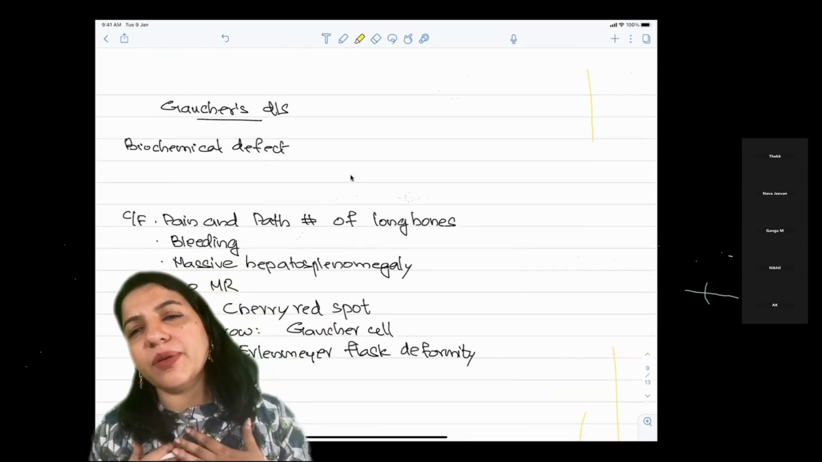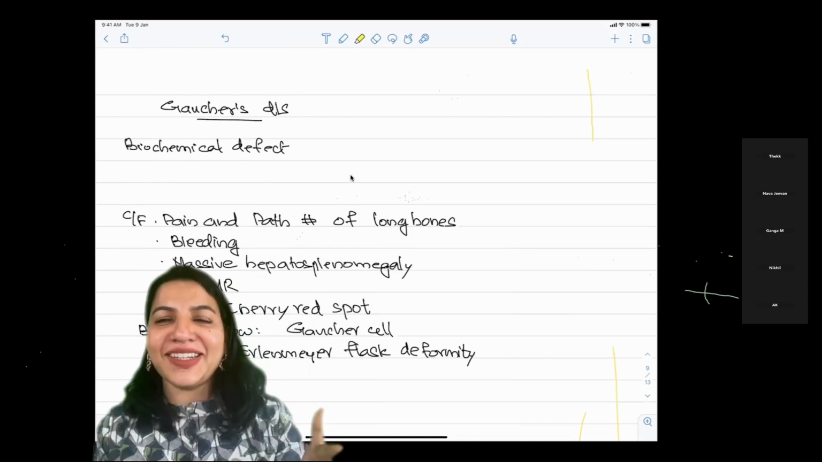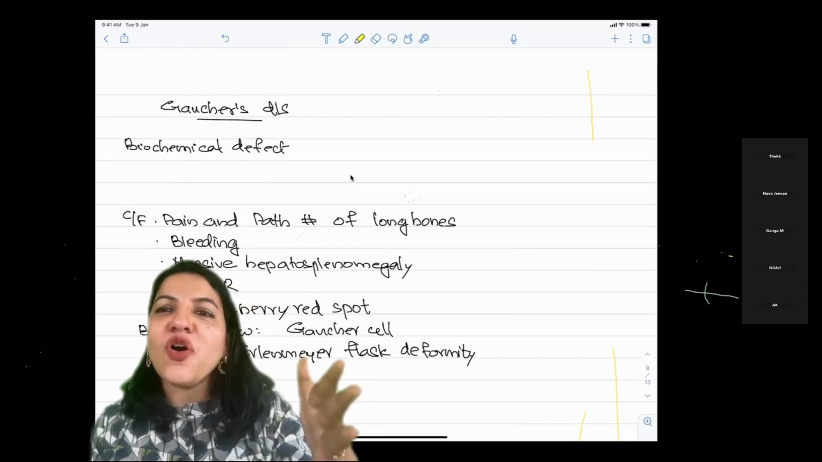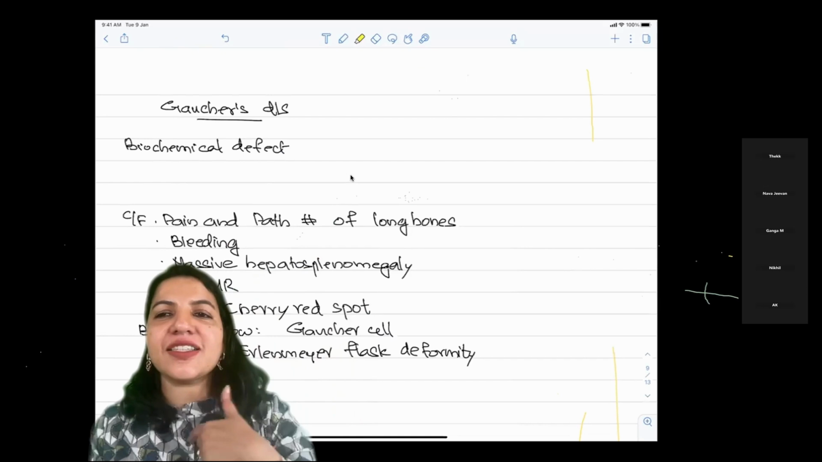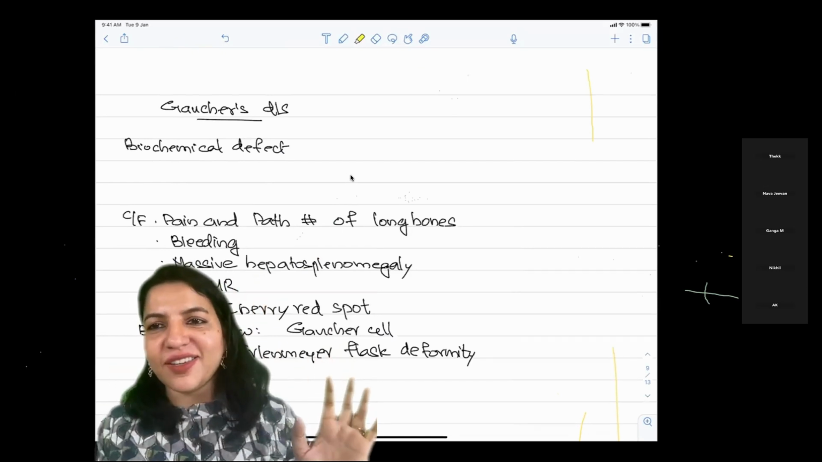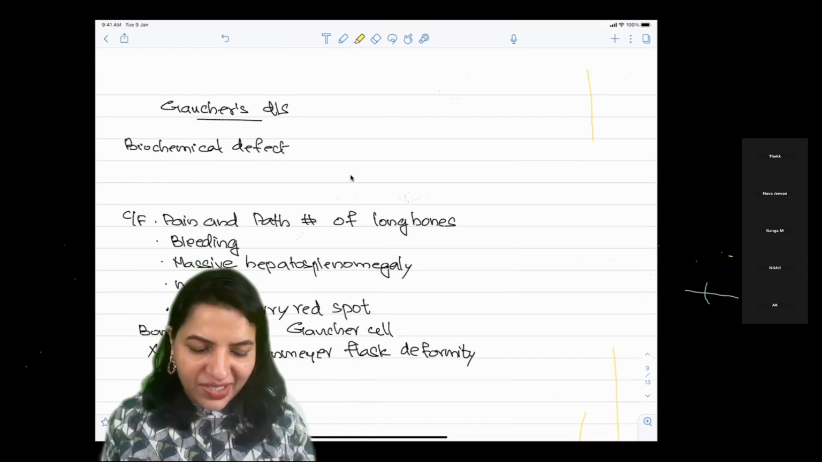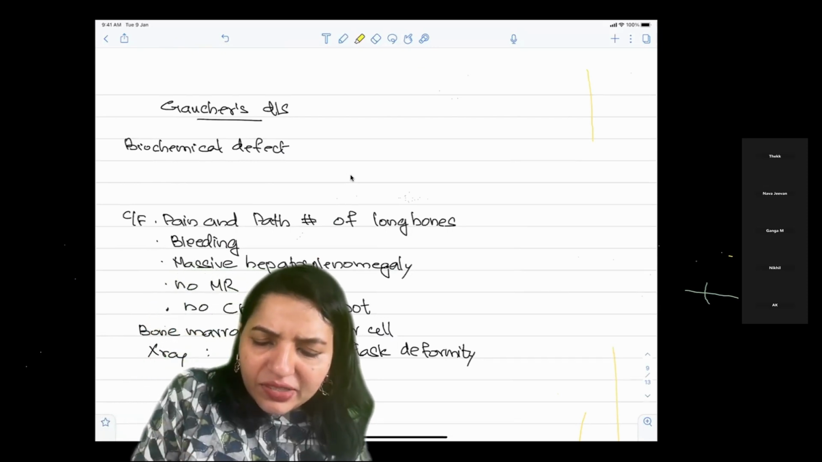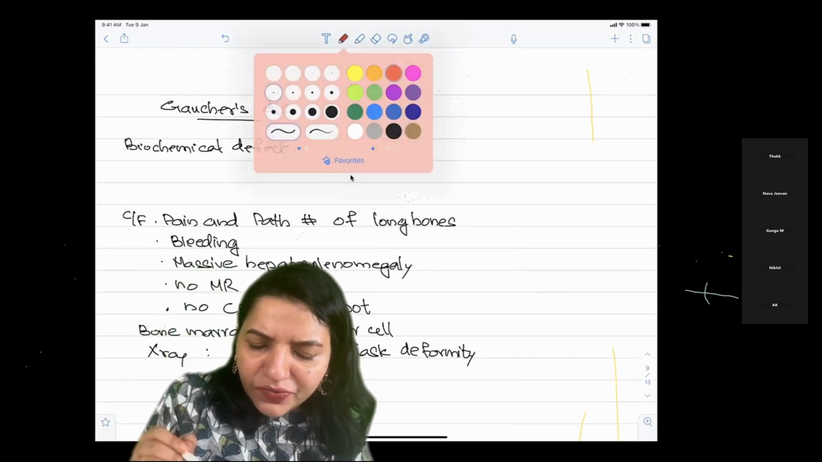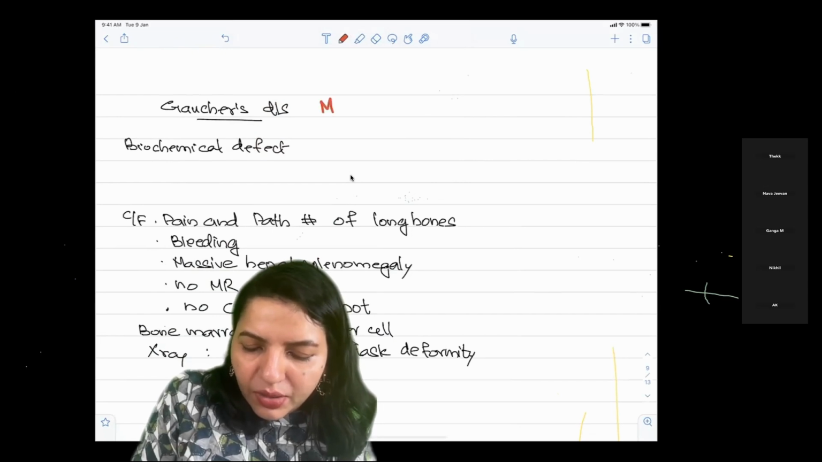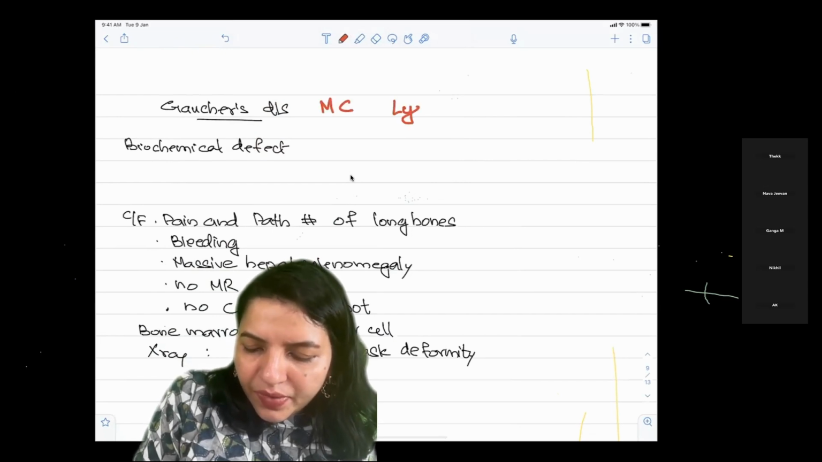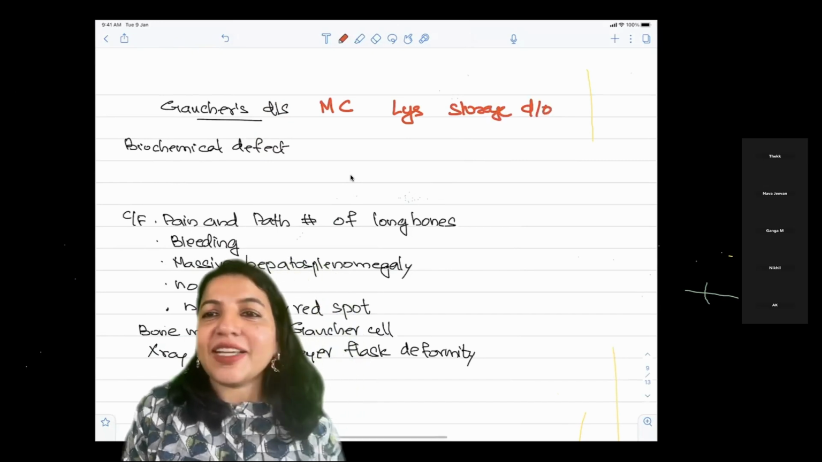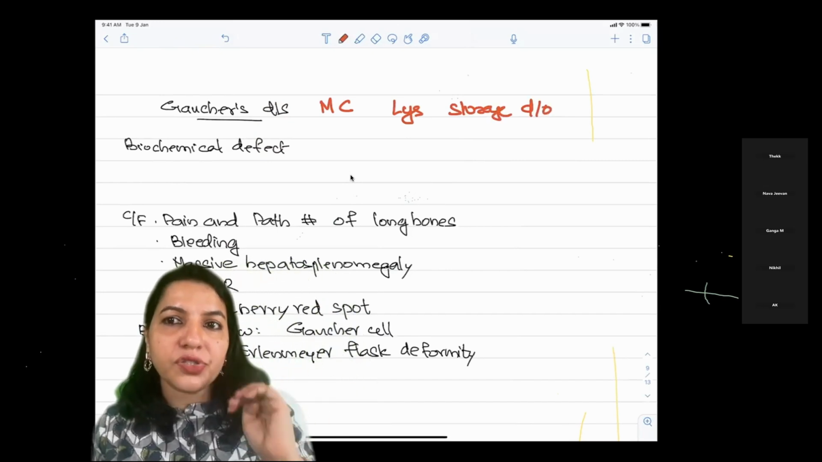Do not skip this one. There is no exam without Castle's necklace and the crumpled tissue paper appearance. Okay. So Gaucher's disease, you all know why it is very frequently asked: because of the point I'm going to say. This is the most common lysosomal storage disorder. That is why it is very commonly asked.